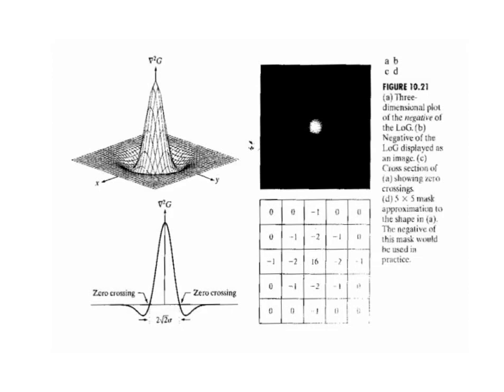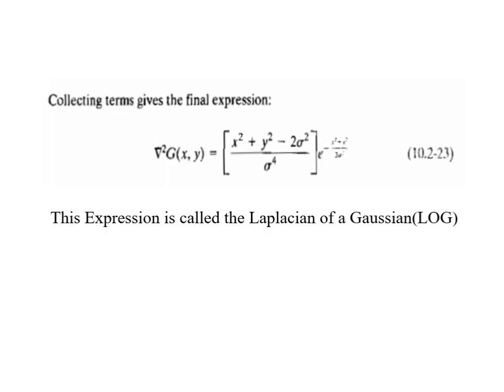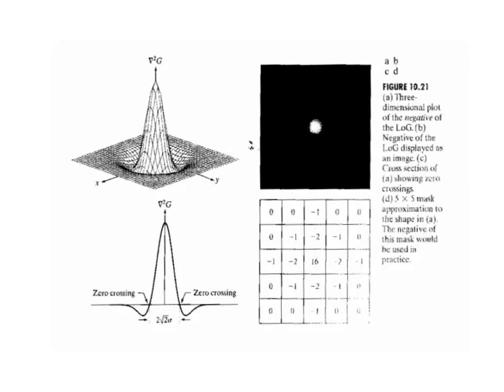The coefficients must sum to 0 so that the response of the mask is 0 in areas of constant intensity. A mask of arbitrary size can be generated by sampling the equation 10.223 and scaling the coefficients so that they sum to 0.